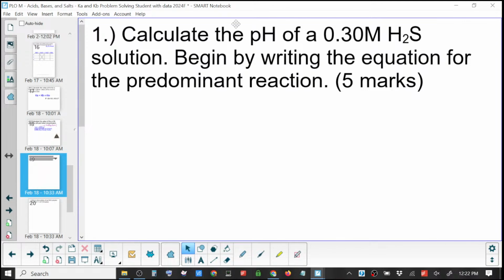The predominant reaction? Like the reaction to create H2S? Predominant means the most likely. Okay. So no sneaky weird things. What is it gonna be? I think K3. HS minus plus H3O plus.